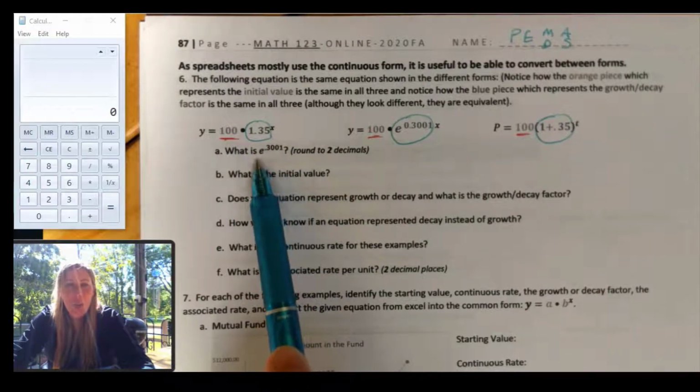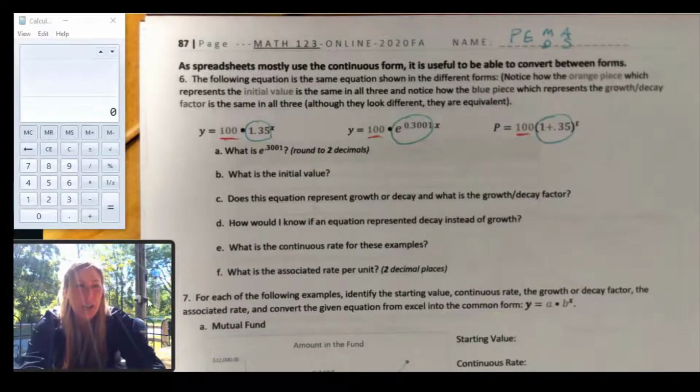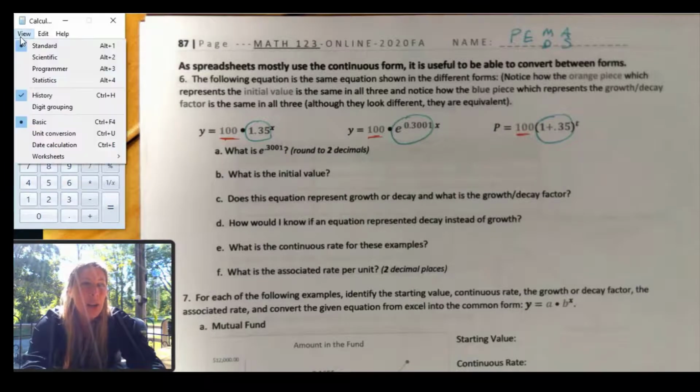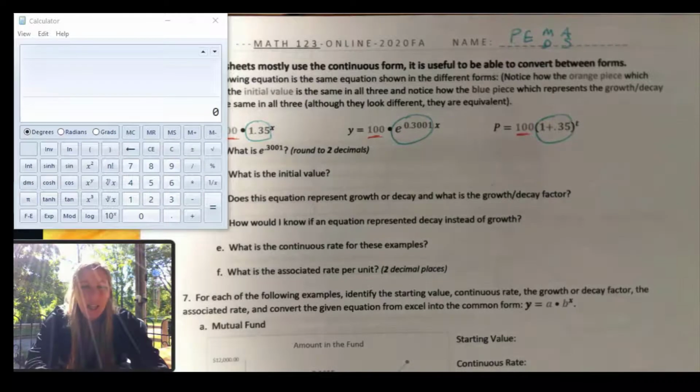All right. What is e to the 0.3001? Now you guys might be pretty good at your calculator. If I look here, I don't see an e button, okay? So I'm going to go ahead and view my scientific calculator. And what I see is I still don't see an e button. I see a pi button, okay? But as you know, e is 2.71828 blah blah blah, right? So I'm just going to estimate because I don't have an e button here.